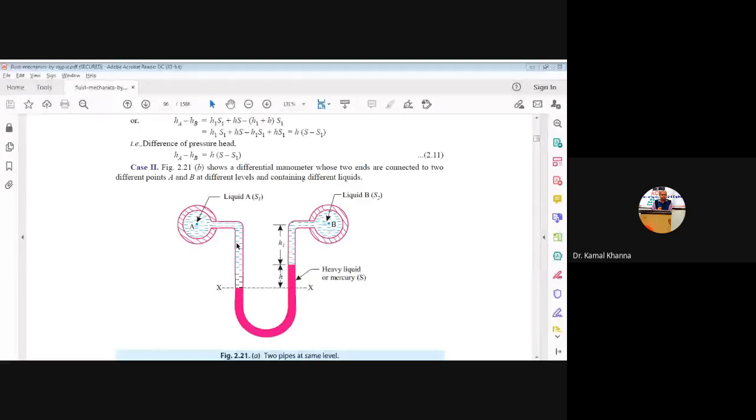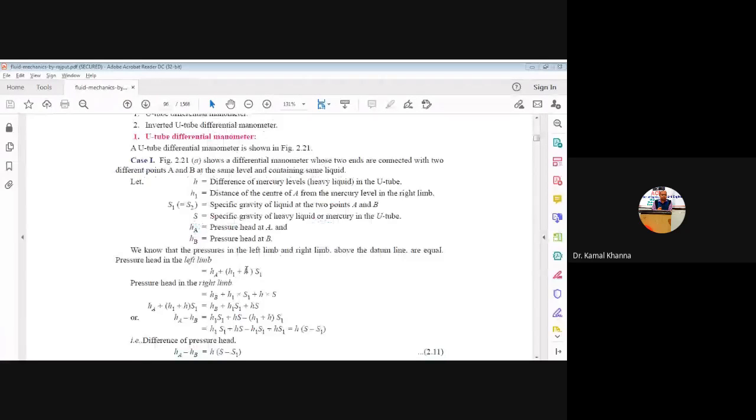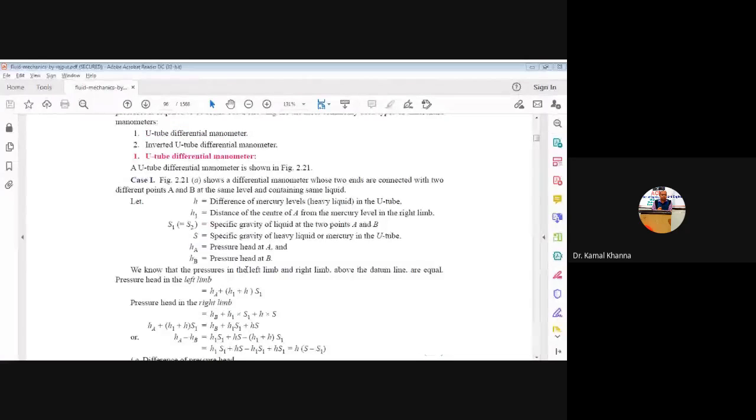So coming on to the definition of the U-tube differential manometer, this is being used to measure the pressure difference at the 2 points or in two different pipes. The differential manometer also consists of a U-tube containing the heavy liquid and whose ends are connected to the two different points where the pressure is to be measured. So basically, the differential manometer is being used to measure the pressure difference of the 2 points, whether they're lying at the same level or at different levels.